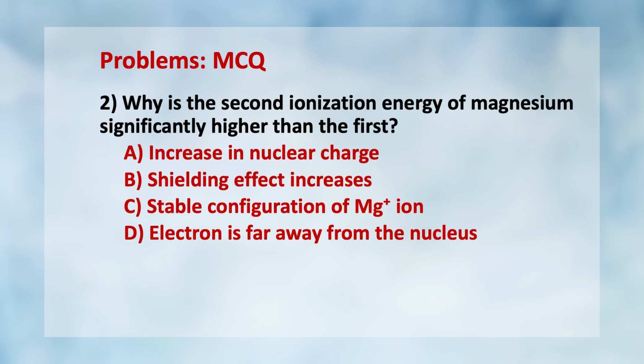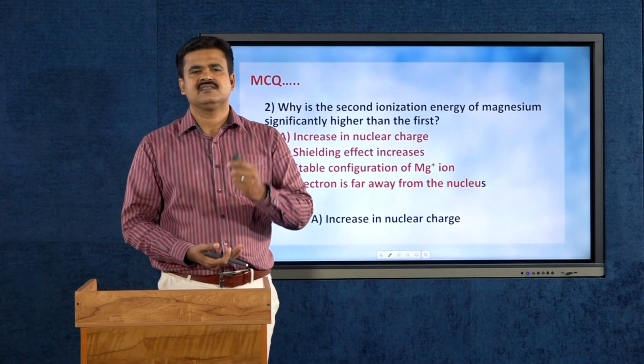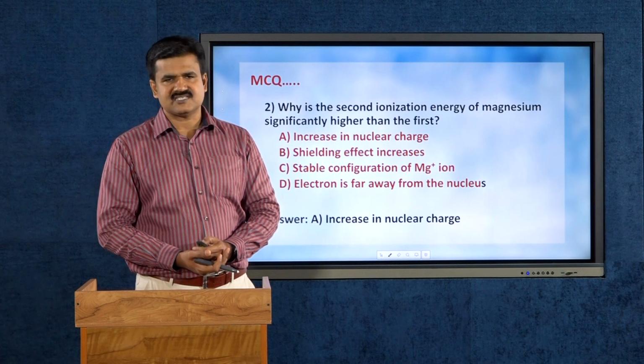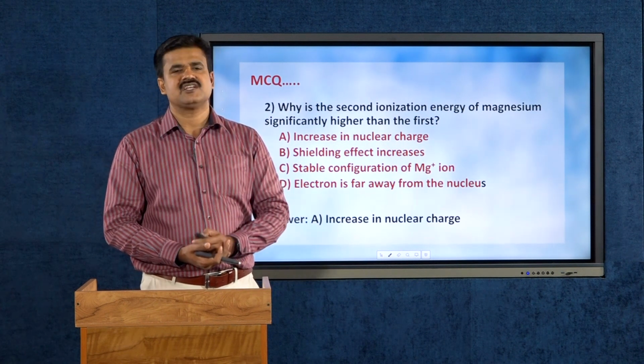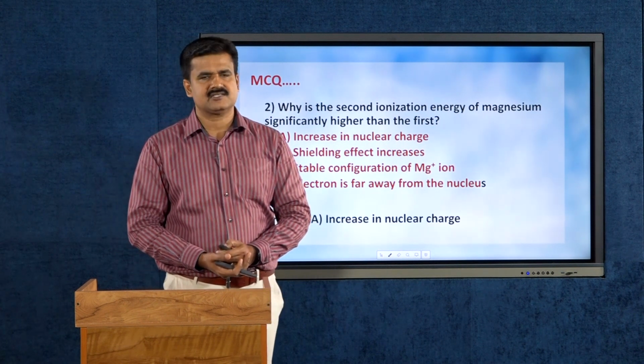This is the second question. Why is the second ionization energy of magnesium significantly higher than the first? An increase in nuclear charge, shielding effect increases, stable electronic configuration of Mg+, electron is far away from the nucleus. This is the answer to this question. Answer is option A, increase in nuclear charge.